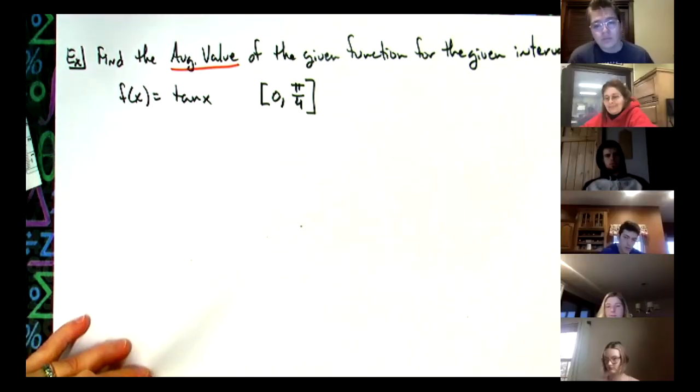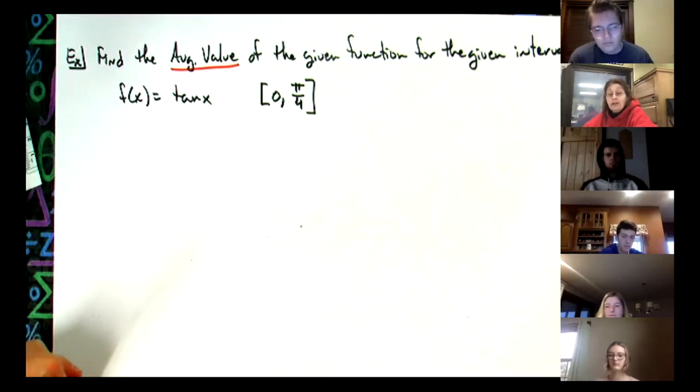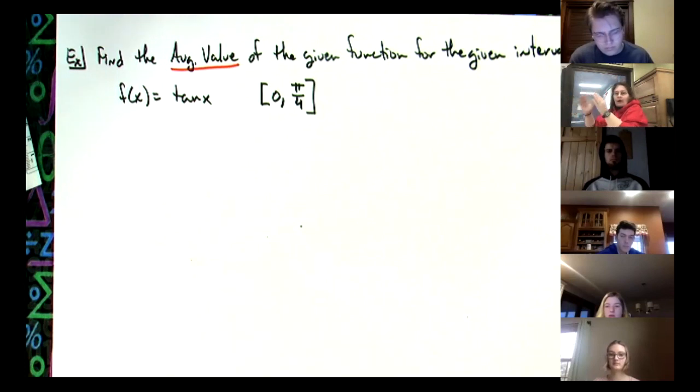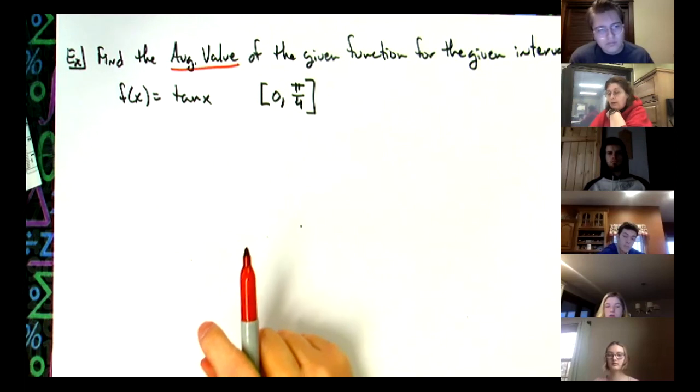Wake up. Isn't it b minus a over 2n? Oh, very good. That is a formula. B minus A over 2n is a formula, but that's for finding delta x when we're integrating and we're trying to find our rectangles, the width of our rectangles. So not that one.